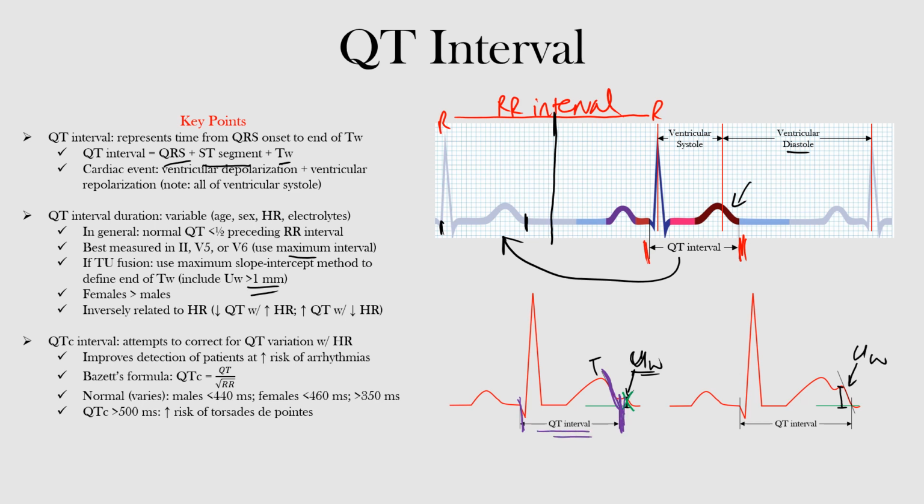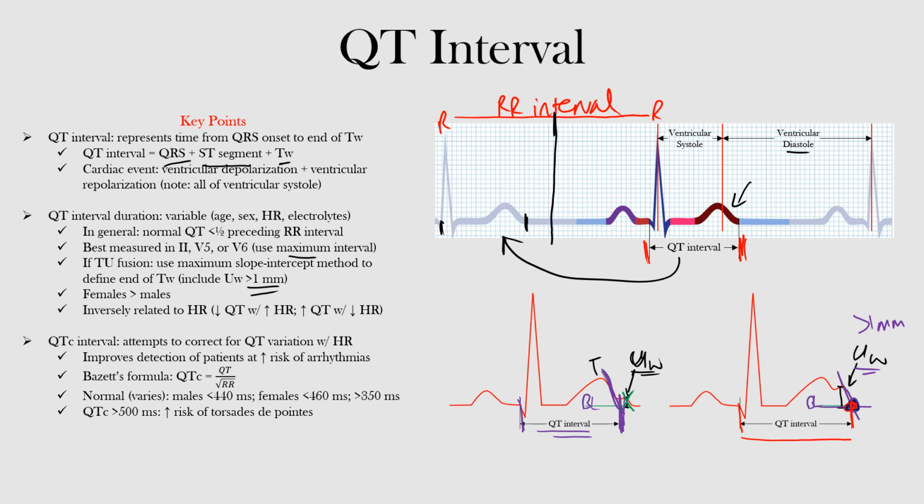Now in the other case, where we have a U wave that's greater than 1 millimeter, we want to include it. So in that case, we go to our U wave, which is there, and take a slope all the way down. Again, where that intercept meets the baseline, so this green portion here is our baseline, and we're extending it here. Notice there's that point here we're meeting. You extend that down as the end of the T wave, and then we take the beginning of our QRS, and this whole portion defines our QT interval. So that's called the maximum slope intercept method.